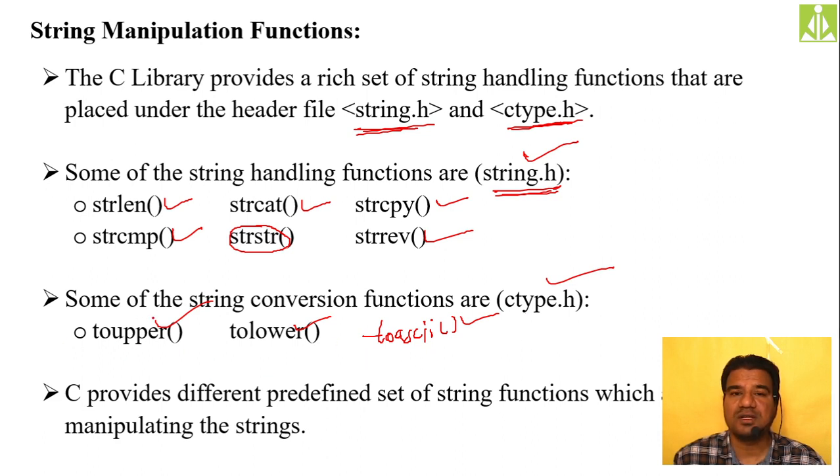To convert the lowercase letters of your string into uppercase letters, we use toUpper. To convert the uppercase letters into lowercase letters, we use toLower. Basically it is a character function, toAscII: to know the ASCII value of the given character, we use this toAscII function.